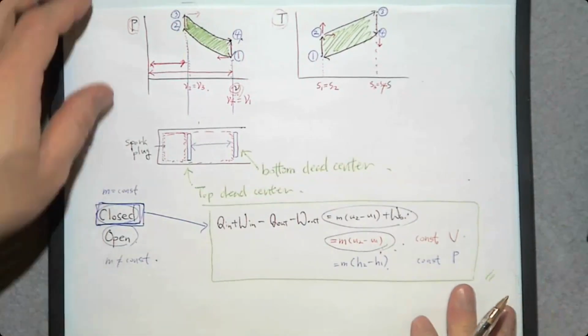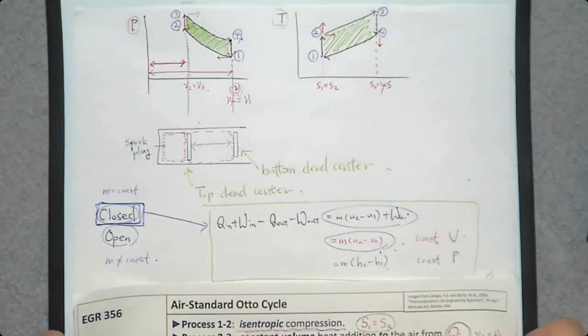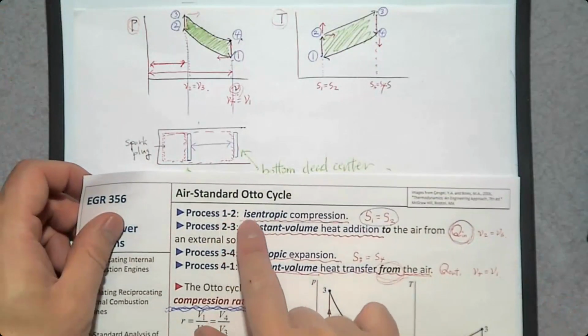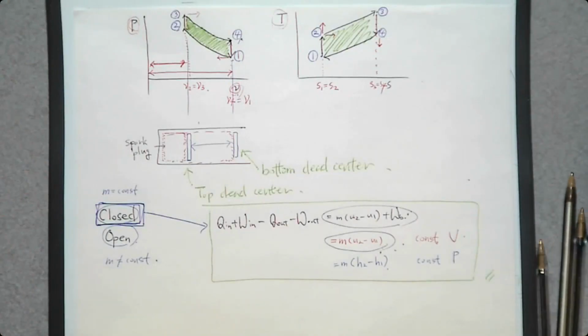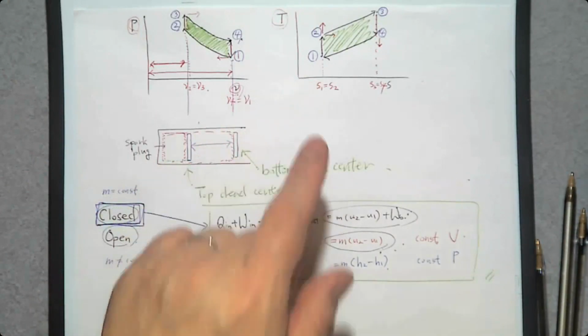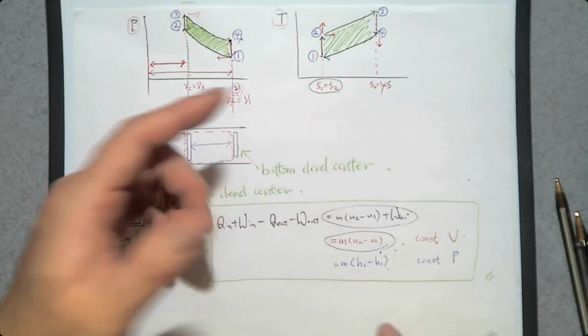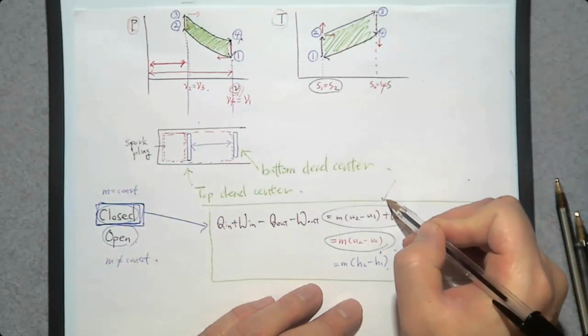The first one, between 1 and 2. So what happens between 1 and 2? Oops, more space. Between 1 and 2, it's going to be isentropic compression. Entropy remains constant. In order to have a compression process, there should be work from outside done on the system. So we can use this equation.